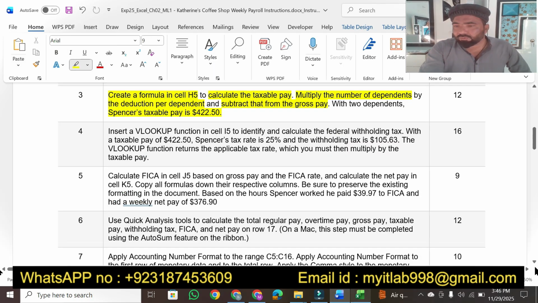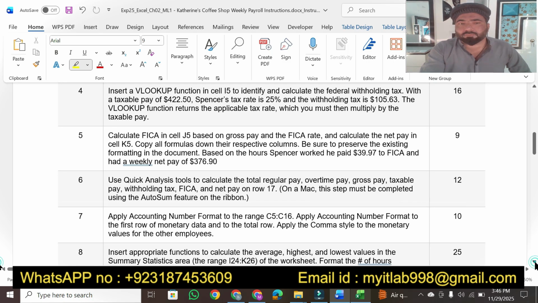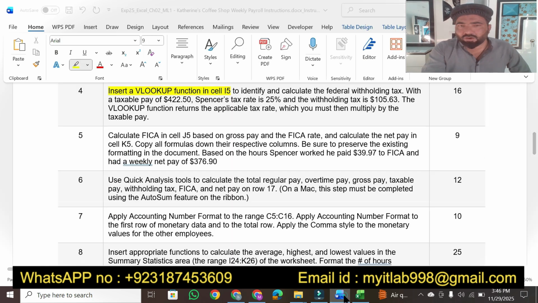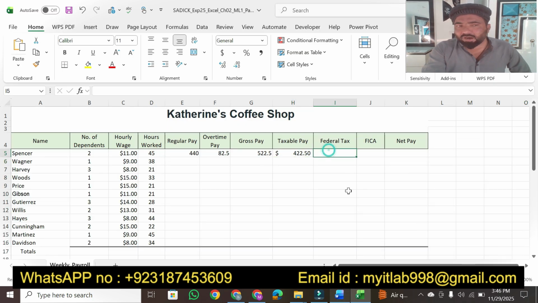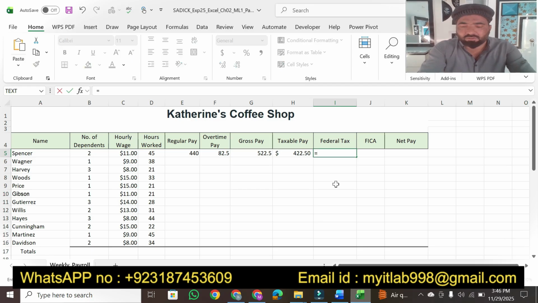Now we are moving toward question number 4. In question number 4, we have to insert the VLOOKUP function in cell H5. First we have to move towards cell H5. Sorry, I5. We have to move toward there, I5. And there we use the VLOOKUP function. So for VLOOKUP we put equal, then we write VLOOKUP.